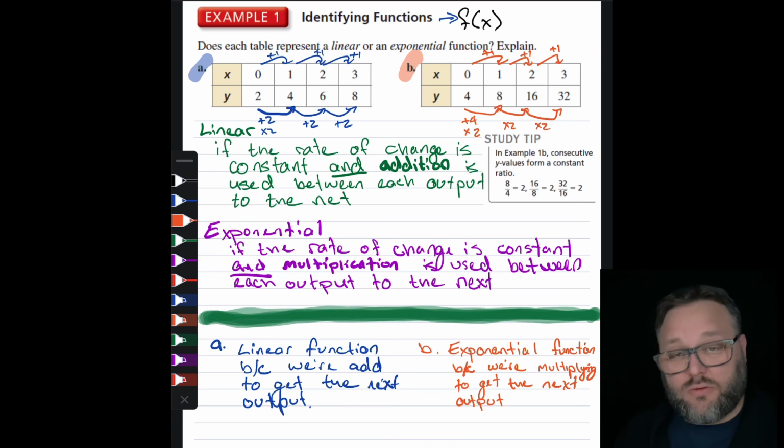So it really comes down to, how do we get from one y value to the next? Are we adding to get there, or are we multiplying? Then you have to look at the second set and see which one you're doing, adding or multiplying. Consistently adding to get the next y output is linear. Consistently multiplying to get the next y output is going to be exponential.